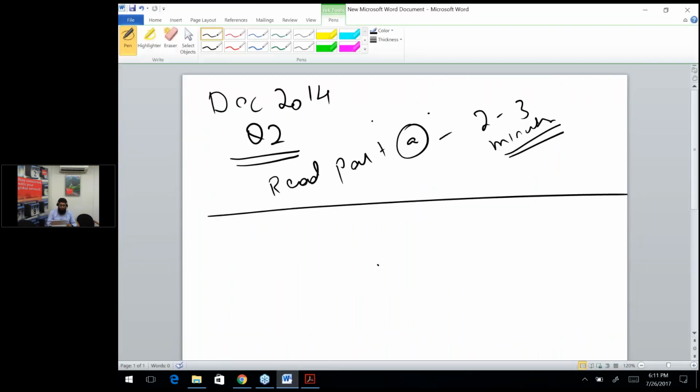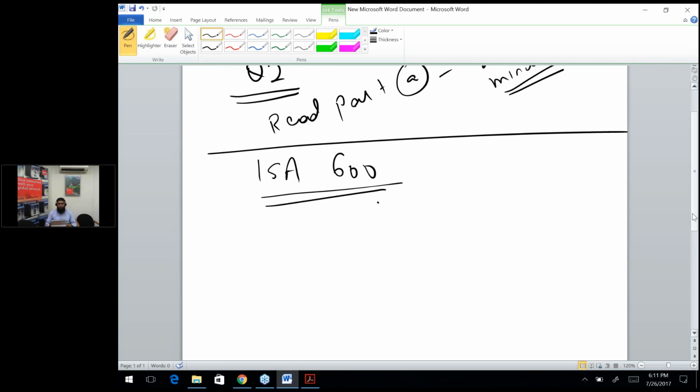Now, let's just try to understand a few things. Number one, we haven't gone through the group audit yet, but there is an ISA called ISA 600, which is the special considerations in the audit of group financial statements. What is ISA 600 all about? ISA 600 is applicable for the group audit.